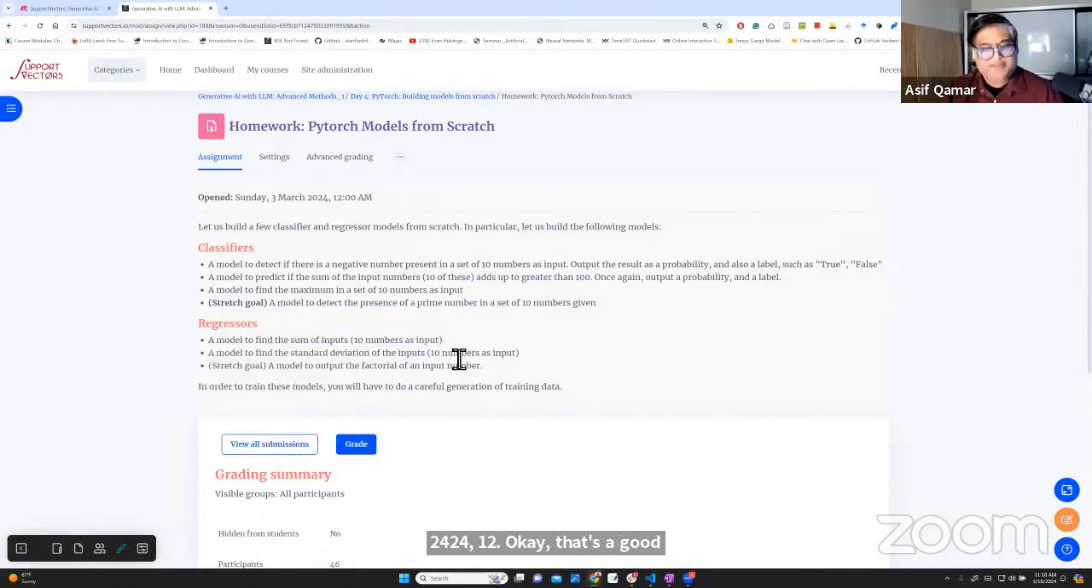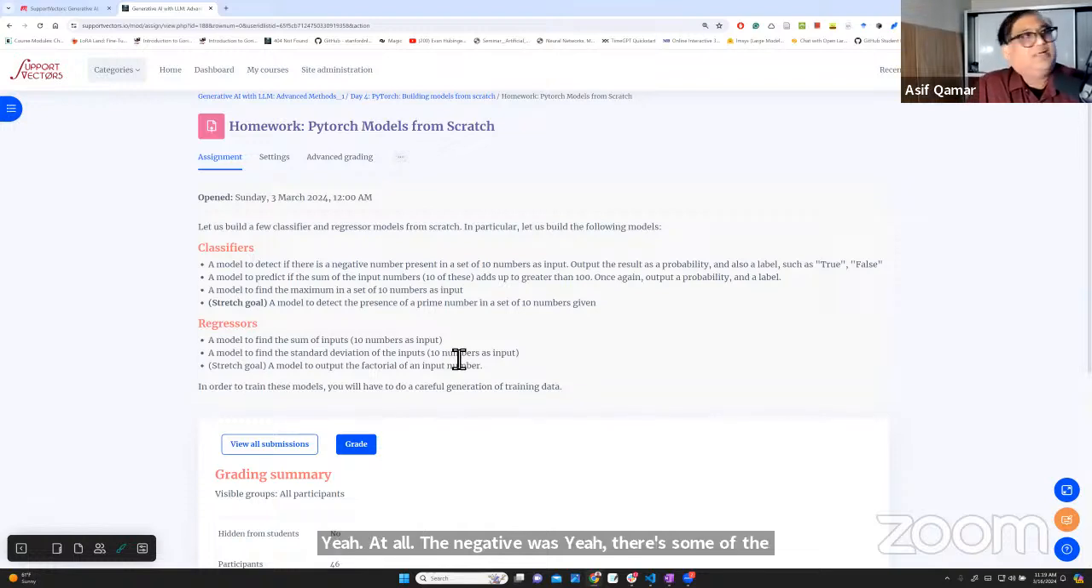And what was your net MSE loss at the end of it? It was pretty bad. It didn't converge. In fact, many of you saw that the thing would blow up. The sum wasn't close at all. The negative was a little close. Yeah, the sum of the inputs was not close at all. So can this problem at all be solved using a neural network?